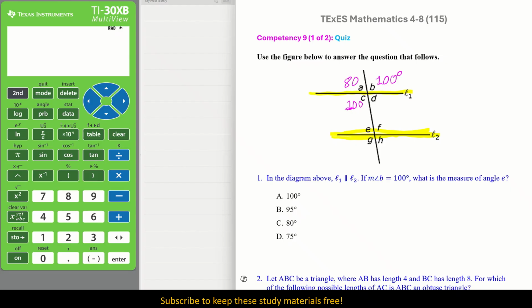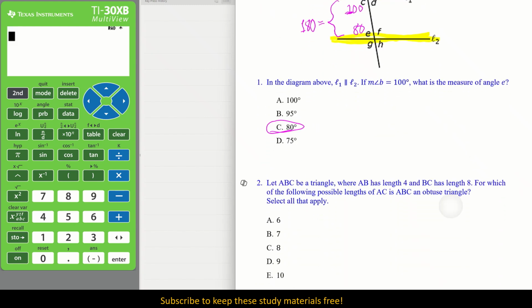Well, let's use the one that's the easiest to see. Because of these two parallel lines and this one transversal, these two interior angles must equal 180, and that tells us E is 80. Okay, all right, so let's move to number 2.